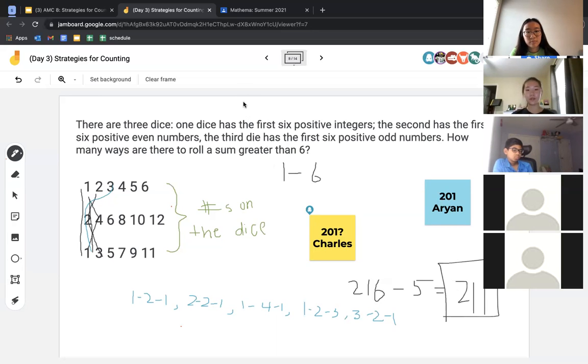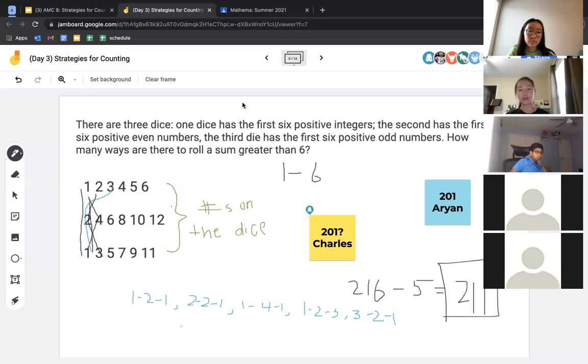Does that make sense why we're doing 216 and then 5? It's 216 because there's 6 numbers on each of the 3 dice, right? And this 216 is counting the possible outputs of the 3 dice, and there can be numbers that add up to the same number, like 1 2 3 and 3 2 1, but our total number is also counting them as different things.